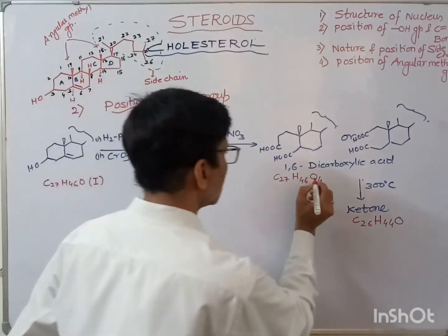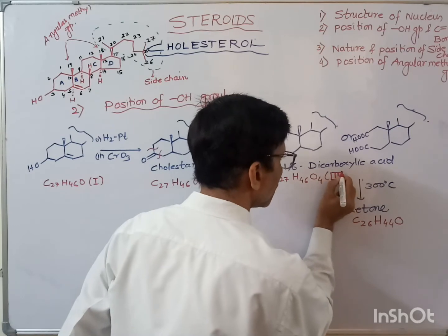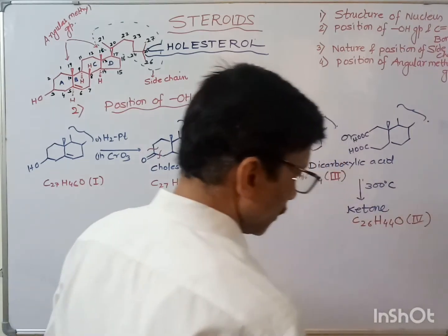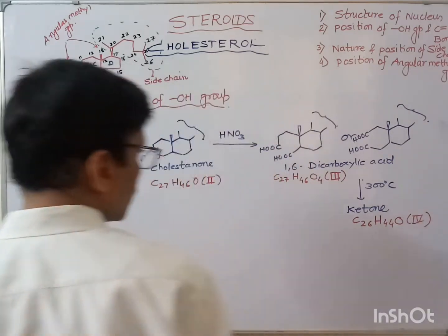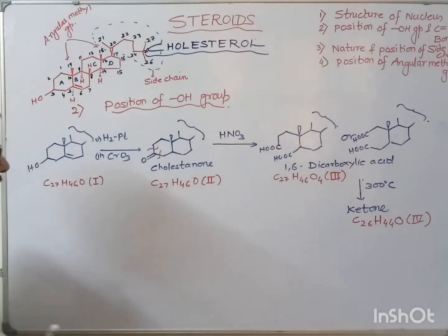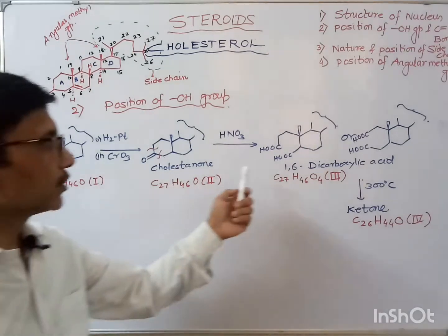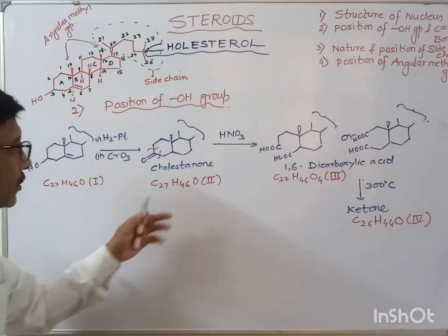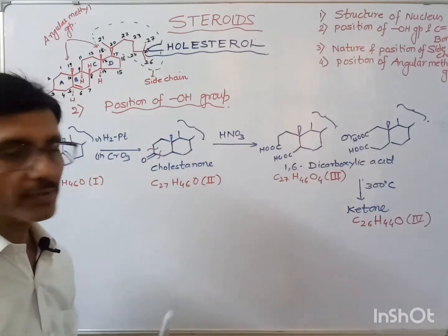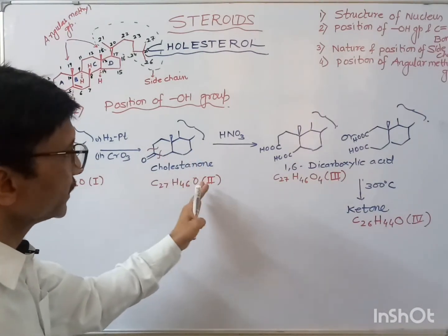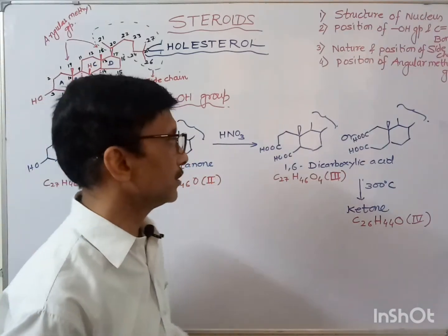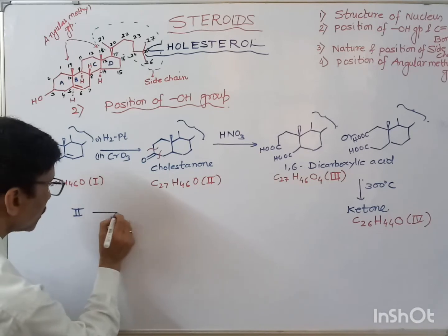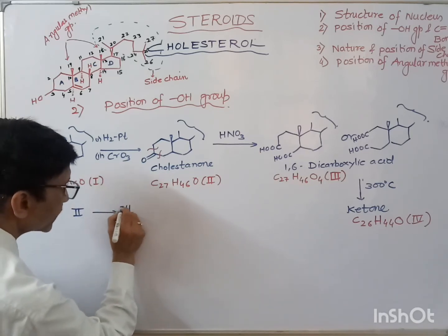Now, suppose this is the third and this is the fourth one. Now, what does it indicate? The formation of this cholesterol 1,6-dicarboxylic acid and ketone. What does it indicate? Already I have told you from first to second, in the previous case. Then from second to third, the formation of this, what does it indicate?